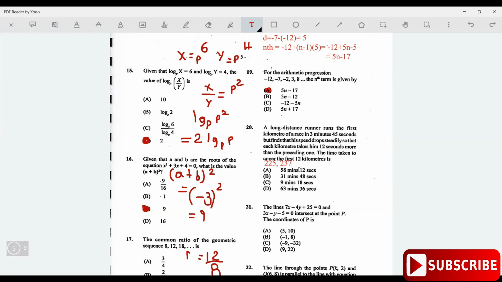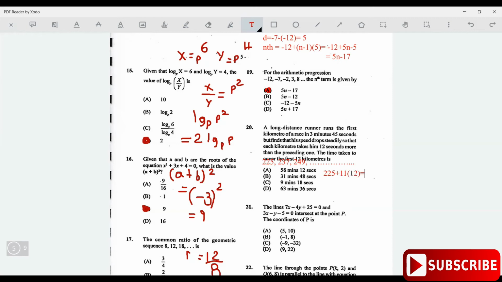Then he takes 237. Then he takes 249, and so forth, right? So this would be the time for the first kilometer, second, third, up to the 12th kilometer. So what we need to do is find the time taken for the 12th kilometer. For the 12th kilometer, n equals 12, we know that the arithmetic progression is a, 225, plus n minus 1, which is 11, because it's 12 minus 1, times the common difference d, which is 12.